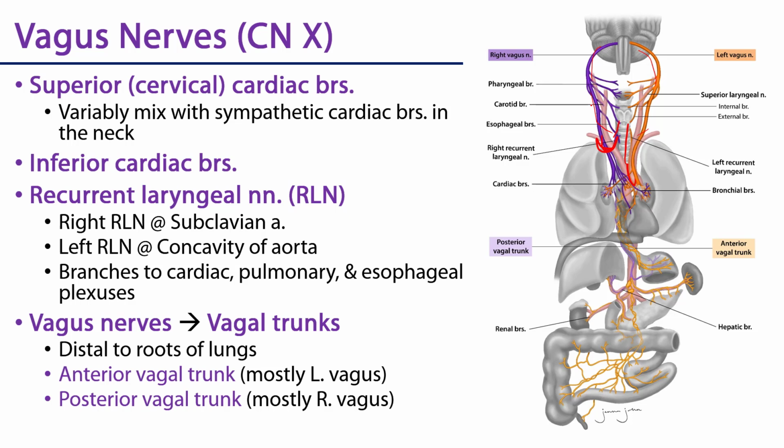And then the vagus nerves, once they pass the roots of the lungs, and they'll pass posterior to the roots of the lungs, they're going to move from a left-right orientation to an anterior-posterior orientation, with the anterior vagal trunk being mostly from fibers of the left vagus, somewhat of the right, and the posterior vagal trunk being mostly fibers from the right vagus, but also some from the left. And we remember this with the mnemonic, as you might recall, LARP. Left goes to the anterior trunk, right goes to the posterior trunk.